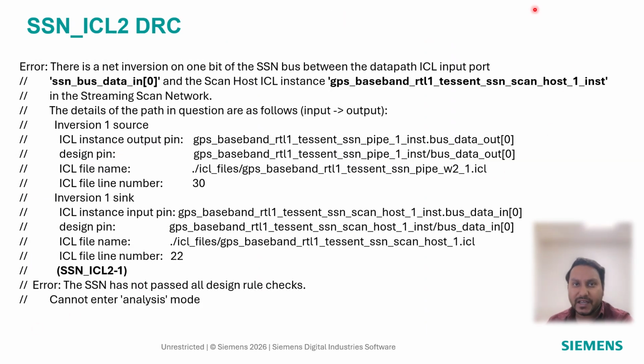Now it's time to take an example of SSN_EQ DRC. As you can see from this error message, net inversion has happened between the data path EQ input port SSN bus data in 0 and this scan host EQ instance. This DRC has identified the invalid inversion and reports all inversions and their locations in the EQ files. It also reports the associated design pin and EQ instance input/output pin.